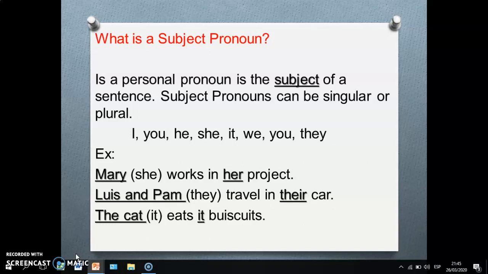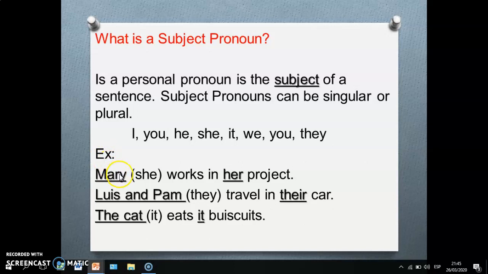What is a subject pronoun? It is a personal pronoun that is the subject of a sentence. Subject pronouns can be singular or plural. It's very easy. The subject pronoun always goes at the beginning of the sentence. They are: I, you, he, she, it, we, you, and they.